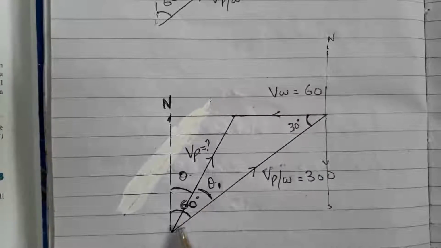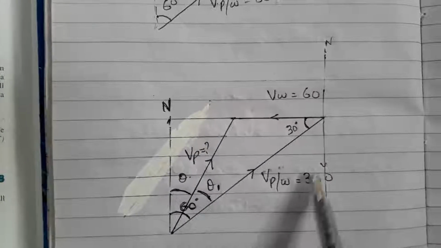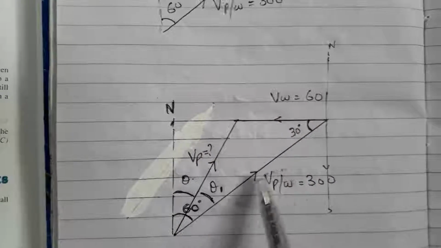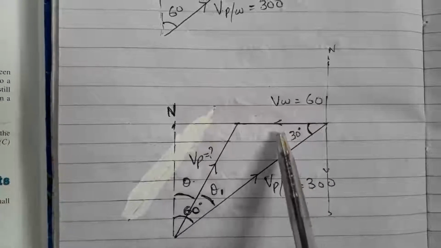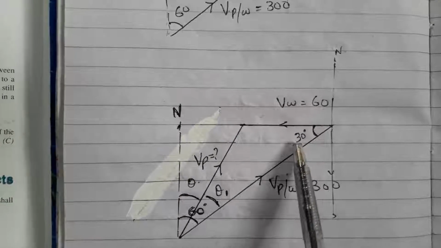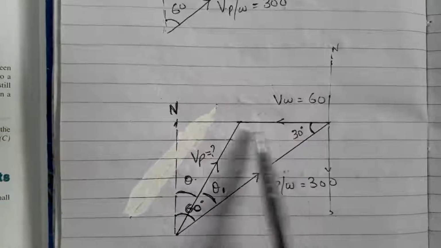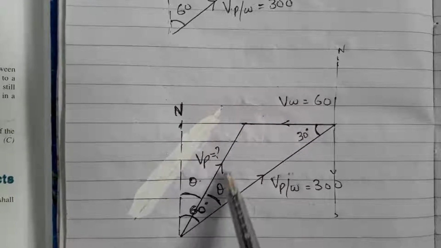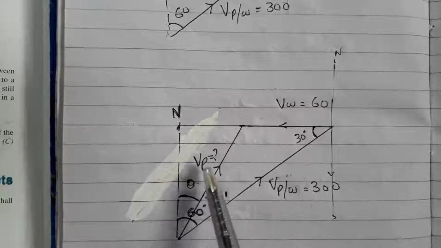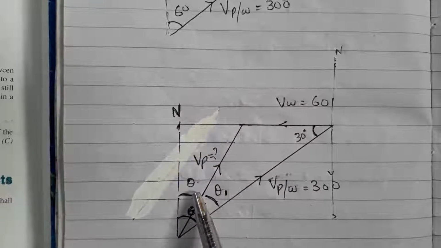And here always remember the magnitude makes a difference in the diagram. Make this line longer than this line because it has magnitude 300 and this has magnitude 60. Now, how did I get this 30 degrees inside? This is the velocity of the plane, or where it is actually going. I have to calculate this velocity and this theta.